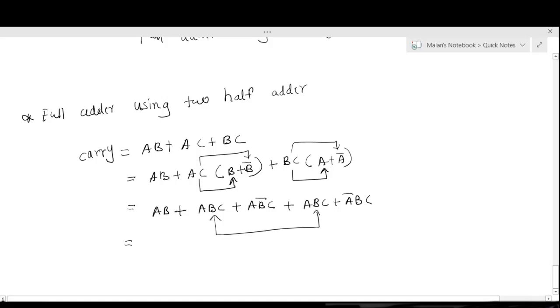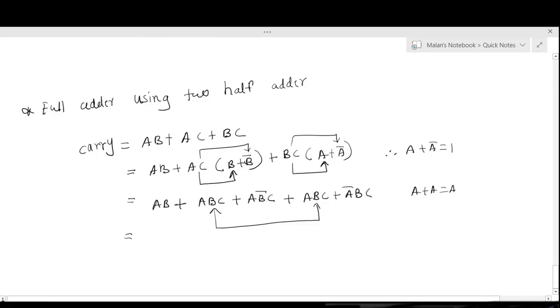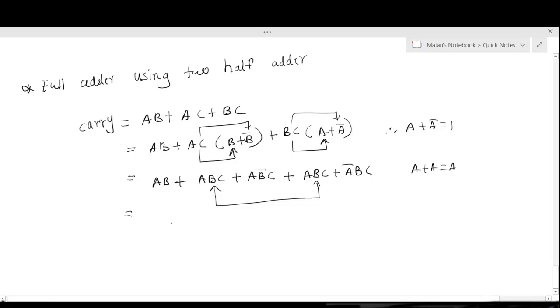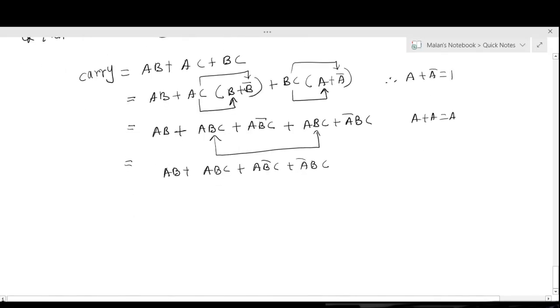We know that A plus A bar is equal to 1. Again, we know that A plus A is equal to A, so instead of writing two terms, I can write only one. Now AB plus ABC plus A bar BC. I am rewriting the expression like this.